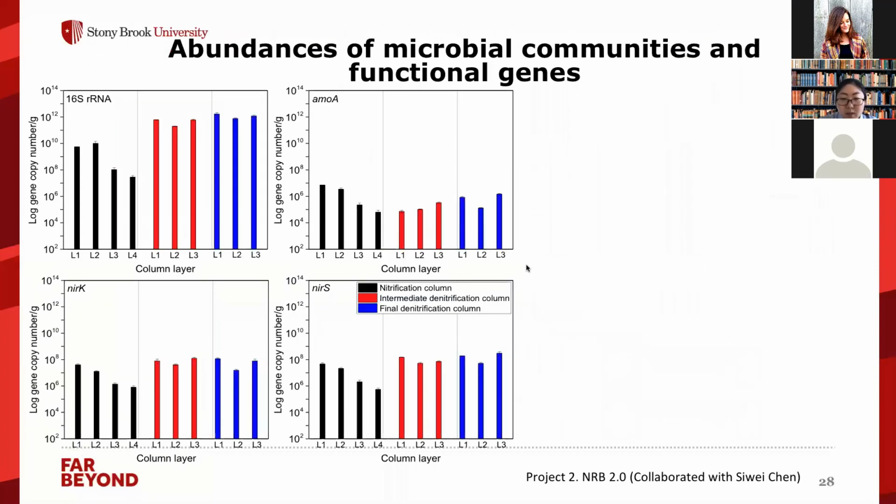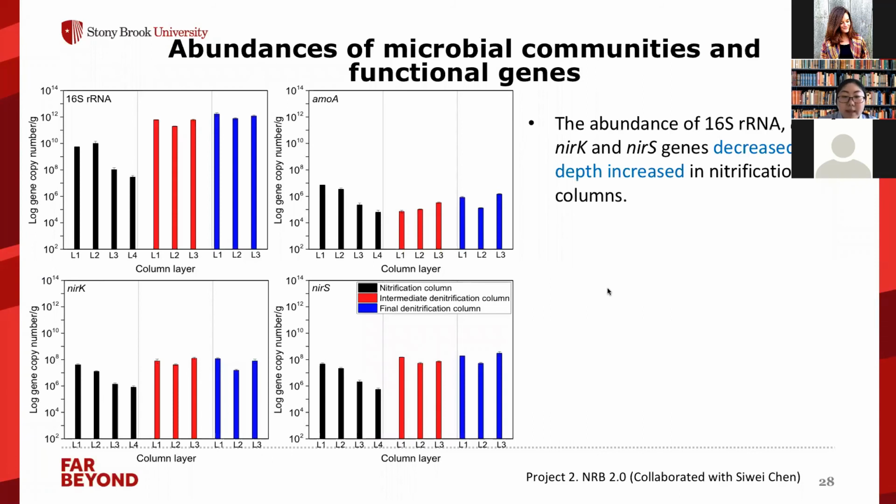Now let's move on to the microbial results of the NRB 2.0. The x-axis shows the different layers of the columns. The black, red, and the blue bars represent the log gene copy numbers of functional genes in nitrification, intermediate denitrification, and the final denitrification columns, respectively. As you can see, the qPCR results of NRB 2.0 also confirmed our conclusion of the lab-scale NRBs. The abundance of all target genes decreased with the depth in the nitrification sand columns.